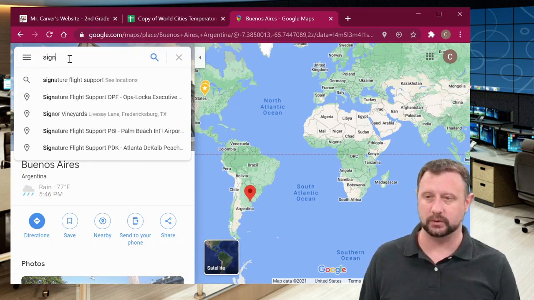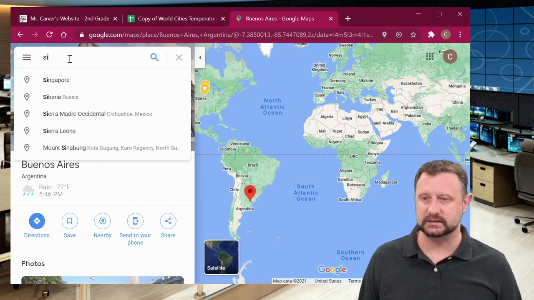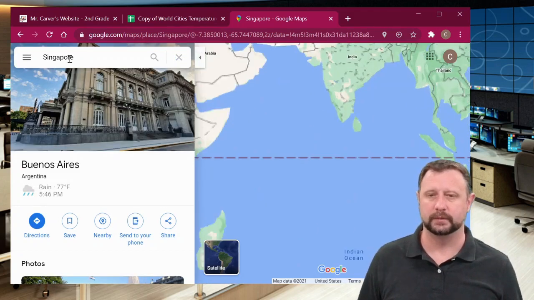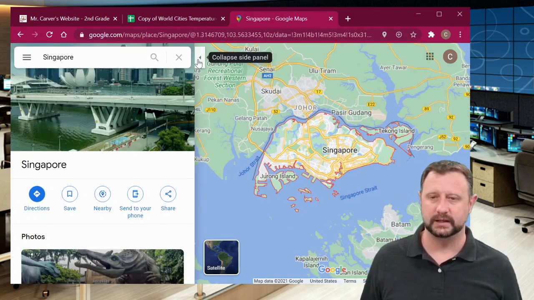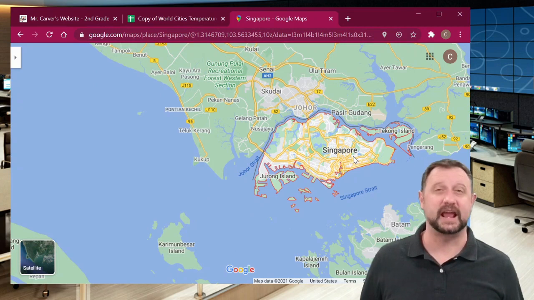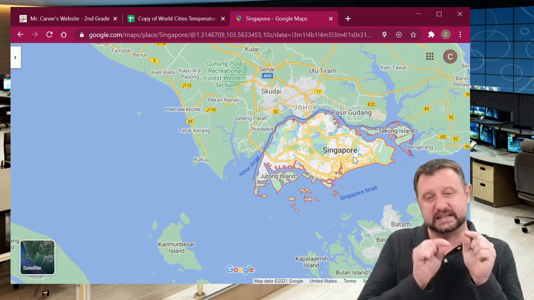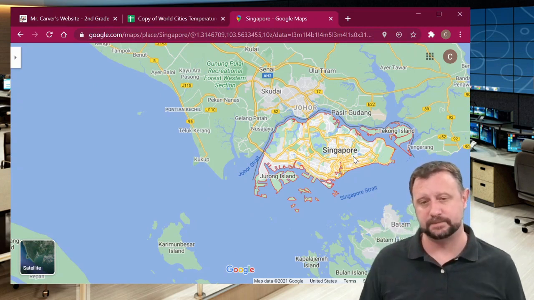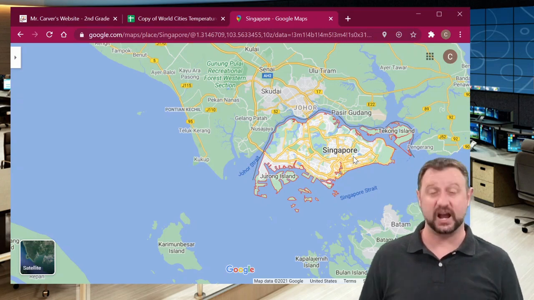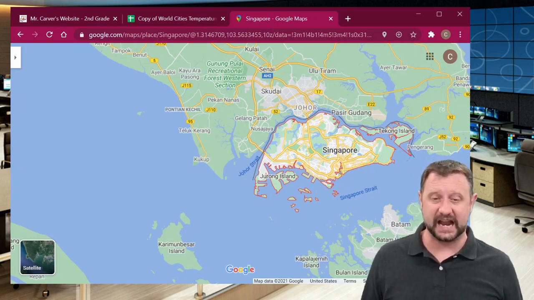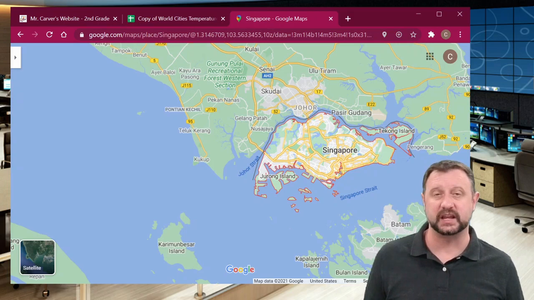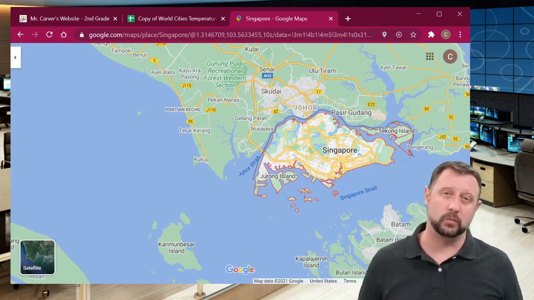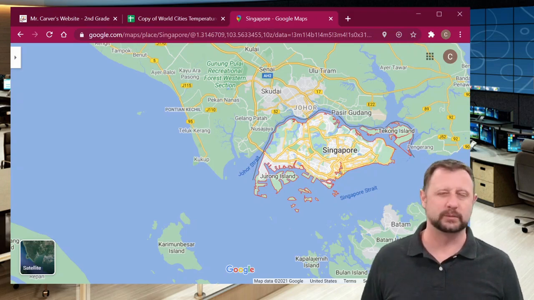Let's see where Singapore is at. Singapore is kind of funny. It's an island, like a tiny little island, and it is its own country. So this tiny island, which is basically a city, is its own country. Imagine if Des Moines was its own country. That's kind of like what Singapore is. Singapore is way bigger than Des Moines, but it's kind of like that same idea.